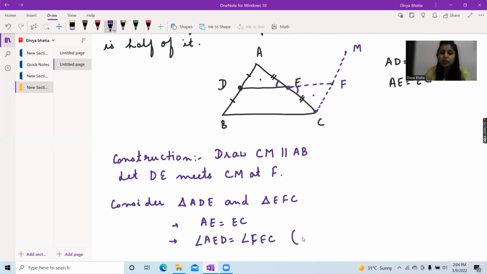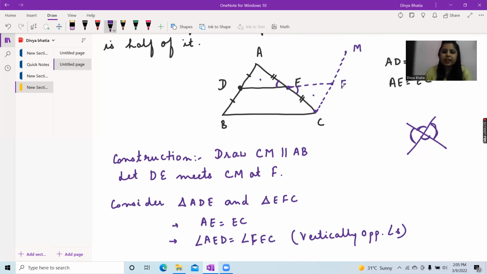FEC. Why? Because they are vertically opposite angles. So what are vertically opposite angles? If these are the two lines that are intersecting, these two are known as vertically opposite angles. They are always equal. And again, these two are also vertically opposite angles. These two are also equal, right? So basically, when an X is formed, you get two vertically opposite angles and they are equal.